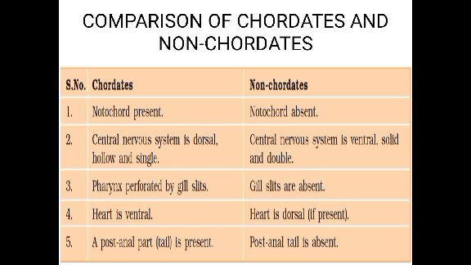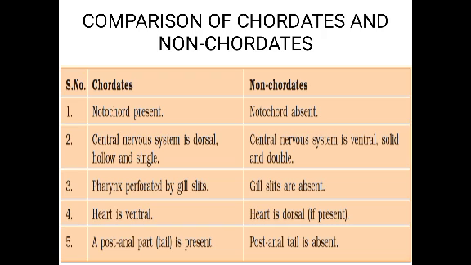Then the pharynx is perforated by gill slits. Perforation means holes are there. How are the holes made? By the presence of paired pharyngeal gill slits. These are present in chordates, and gill slits are absent in non-chordates.